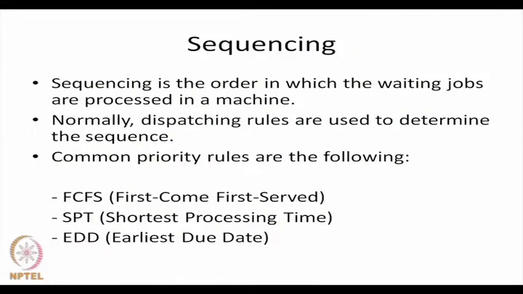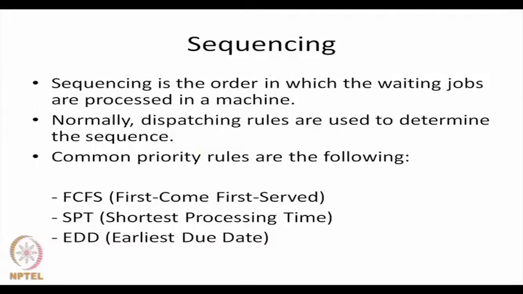Now, we go to a problem which is known as sequencing. This is an outcome of a scheduling problem. Sequencing is the order in which the waiting jobs are processed in a machine. That means, if there are more than one job waiting for processing in a machine, then what should be the order in which they should be processed. This is called the sequencing problem.